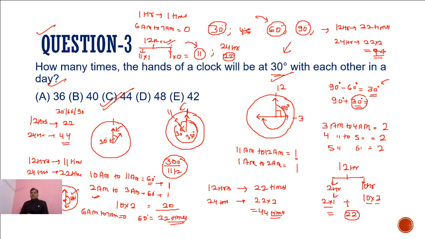So if it is asking for the whole day, just make it double, right? In the case of 30, 60, 90, the answer becomes 22 into 2, that is 44. In the case of a 180 degree angle, the answer becomes 11 into 2, that is 22. That's the concept behind this type of question, and you can expect this type of question in the SNAP exam.